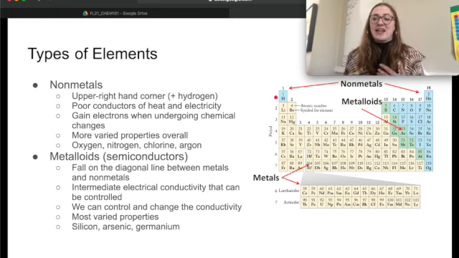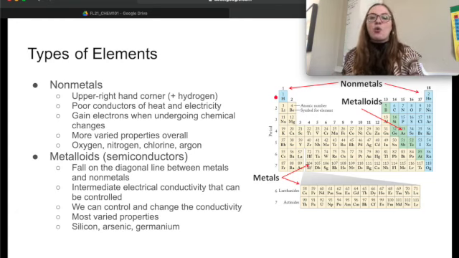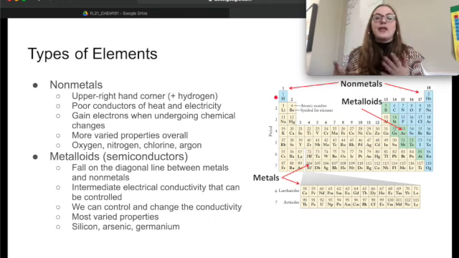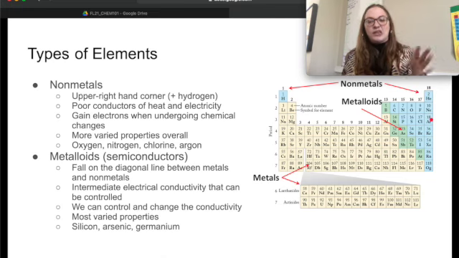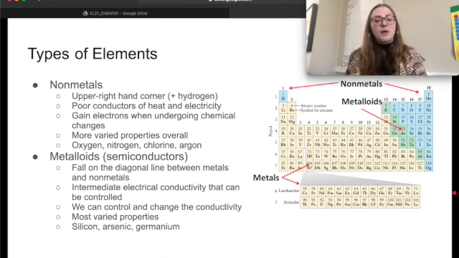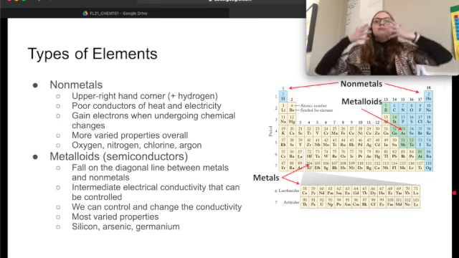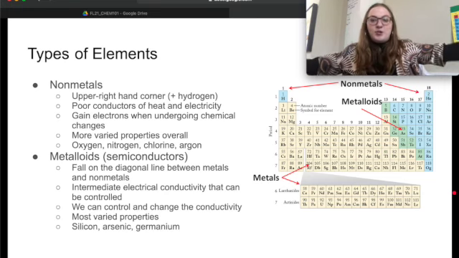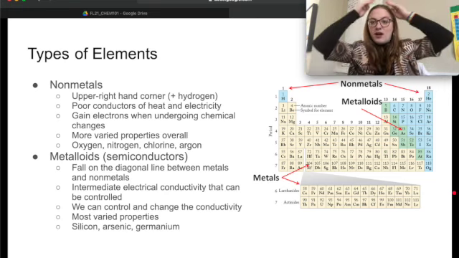It's kind of hard to nail down some of those properties, like what we talked about with metals: shiny, ductile, malleable, whatnot, because there are more varied properties overall in the nonmetals. We've got a lot fewer nonmetals, and they behave a lot differently from each other than those metals do. Some nonmetals that you may have heard of before: oxygen, what we use to breathe and live; nitrogen, also.